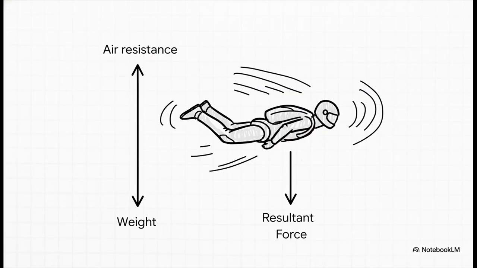But then what happens? Well, as they get faster, the air pushing back on them, that's the air resistance, gets stronger and stronger. This is the crucial part. That growing upward force starts to cancel out some of the downward weight. This reduces the resultant force. So they're still speeding up, yeah? But just not as quickly as before.